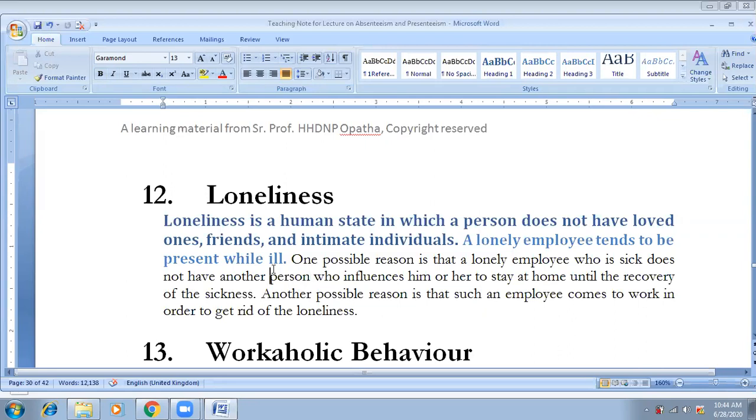They can't be at home. There is no one with whom the person can enjoy, no one who can care for you if you are suffering from loneliness.